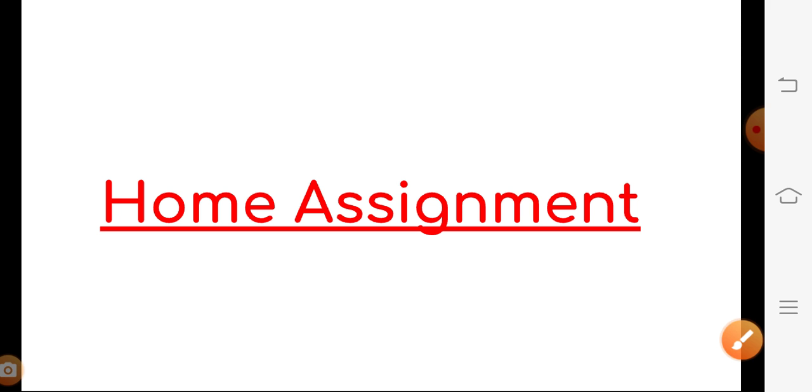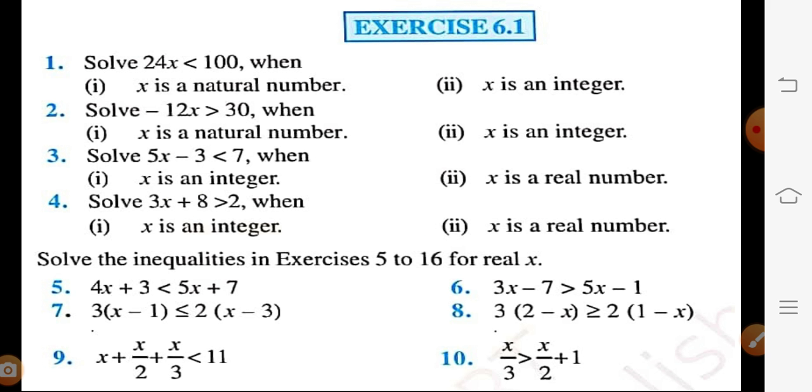Then on the basis of this you are able to solve some questions, and this one is the first presentation. On the basis of this you have to solve questions up to question number 10 only from exercise 6.1, question number 1 to 10. Rest of the questions we are going to discuss in the second presentation.